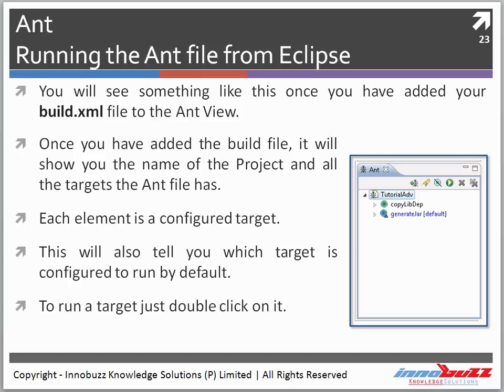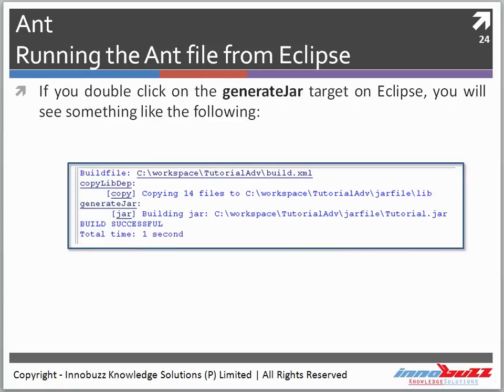Once you have added the Ant script, you can expand the node and check every target configured on the script. As you can see, the Ant view shows you the project and which is the default target. Double-clicking on one of the targets will execute it. Also, you can click on the target and click on the fourth button from left to right to execute the target. If you execute the generate jar target on Eclipse, you will see an output like the one shown here on the slide. This means that the target was successfully executed.